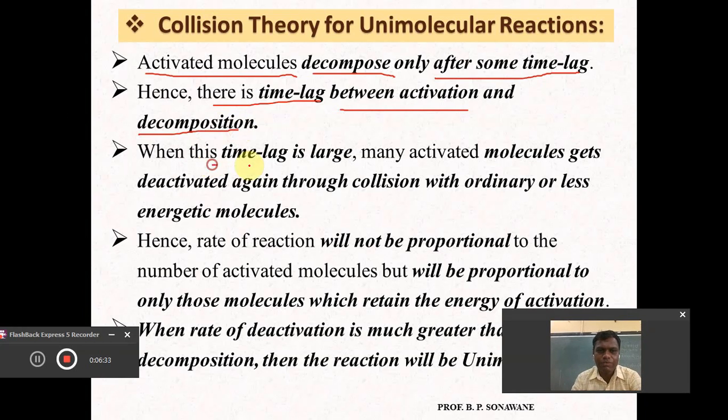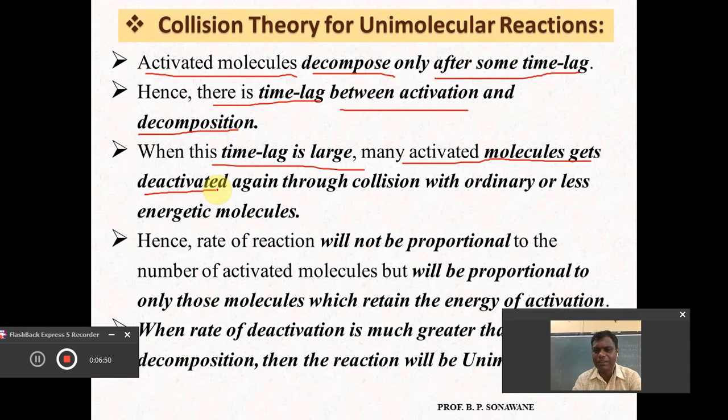When this time lag is very large, it is observed that many activated molecules get deactivated. It's very important: they are not decomposed. Many activated molecules get deactivated.